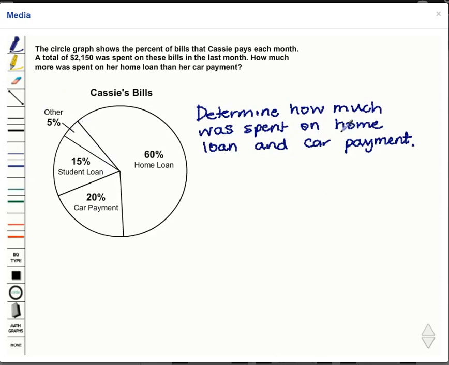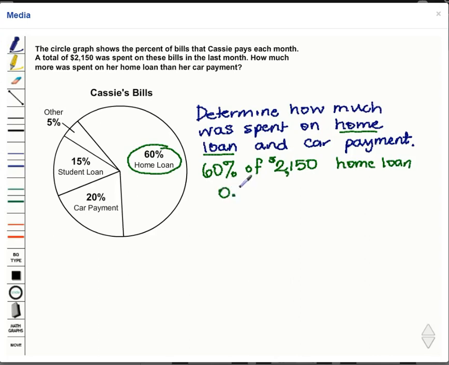So let's look at the home loan. 60% of $2,150 was spent on her home loan. Rewriting 60% as a decimal and multiplying by 2,150 allows us to see that $1,290 was spent on her home loan.